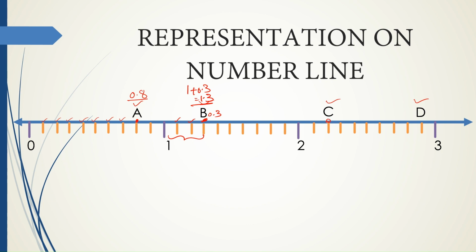Now consider C. The first one is for 0.1 and then 0.2. So C location is after 2. The whole value is 2, then 0.2. Location for D, the last one would be 0.9. So it is after 2, 0.9. So 2 as a whole number, 0.9 is the location for point D.